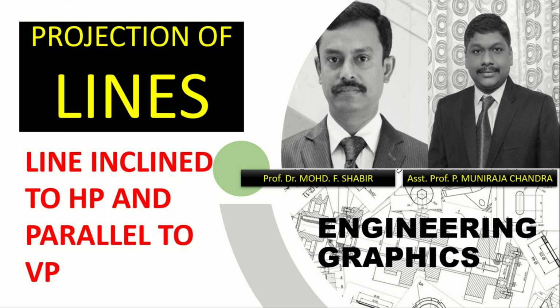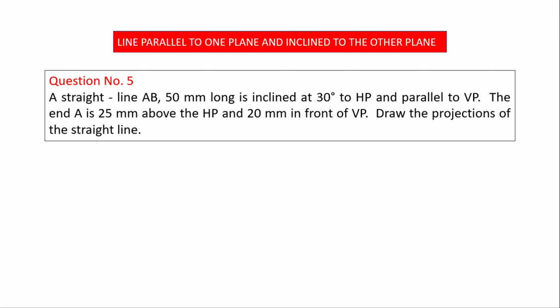The topic discussed is projection of straight lines when the line is inclined to HP and parallel to VP. The question given is: a straight line AB, 50 mm long, is inclined at 30 degrees to HP and parallel to VP. The end A is 25 mm above the HP and 20 mm in front of VP. Draw the projections of the straight line.